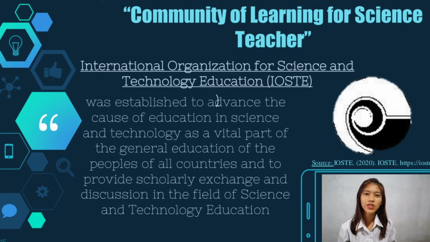The third one is the International Organization for Science and Technology Education, or IOSTE. It was established to advance the cause of education in science and technology as a vital part of the general education of the people of all countries, and to provide scholarly exchange and discussions in the field of science and technology education. Its origin can be traced to a symposium on world trends in science education convened in August 1979 in Halifax, Nova Scotia, Canada. Today, IOSTE has members from about 80 countries and is officially recognized by UNESCO as a non-governmental organization.